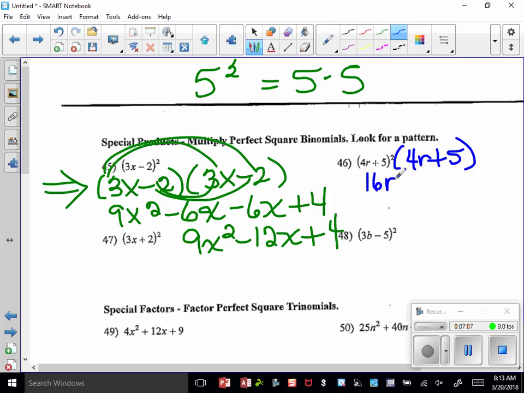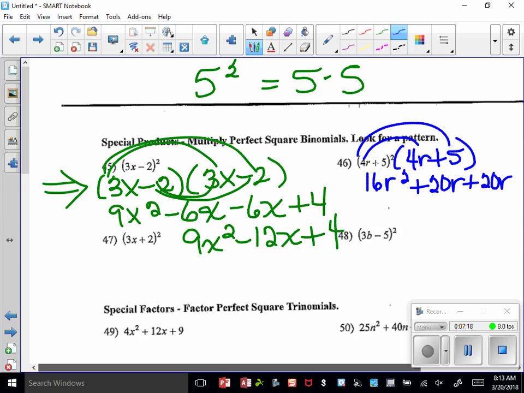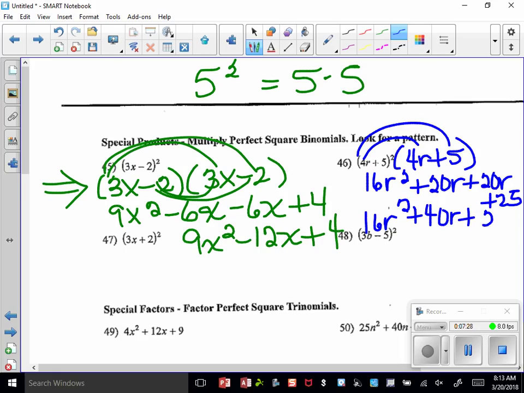So I'll have 16r squared plus 20r plus 20r again plus 25. So that's going to give me 16r squared plus 40r plus 25. What happens is you can see that the middle terms are always the same. Like this is minus 6x minus 6x. This is plus 20r plus 20r. It's going to repeat itself.